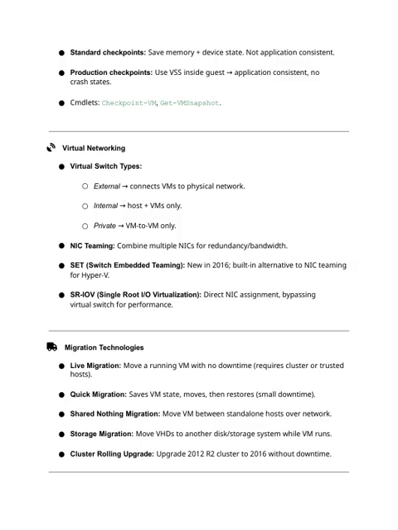Live migration is a game changer because it allows us to move a running VM with no downtime, perfect for maintaining service availability. However, it does require a cluster or trusted hosts to work effectively. Quick migration involves saving the VM's state, moving it, and then restoring it, which results in a small downtime, suitable for less critical scenarios. Shared nothing migration is quite flexible. It's used to move VMs between standalone hosts over the network, without shared storage.